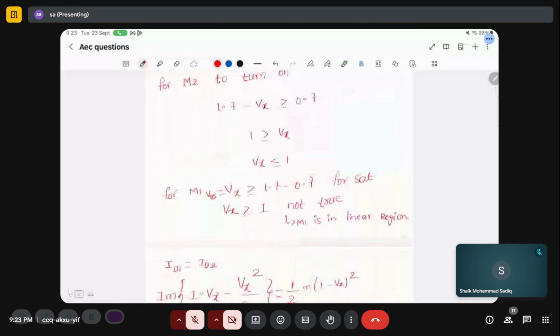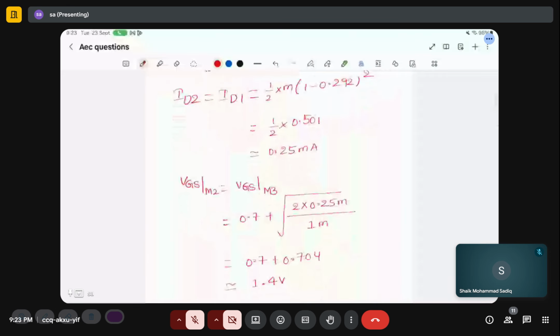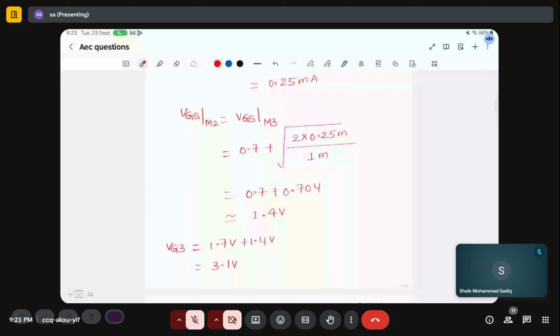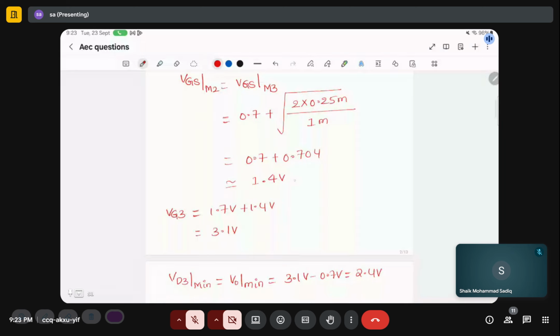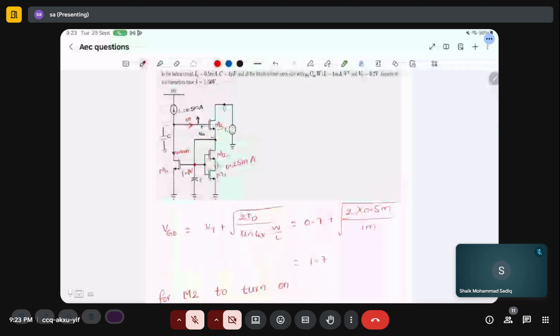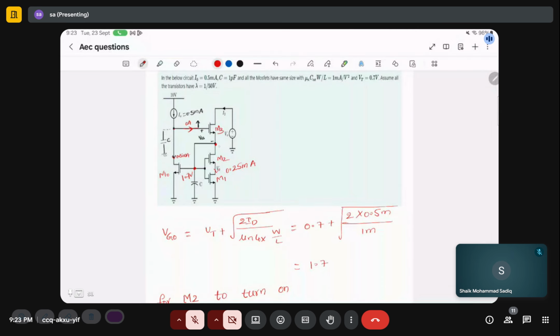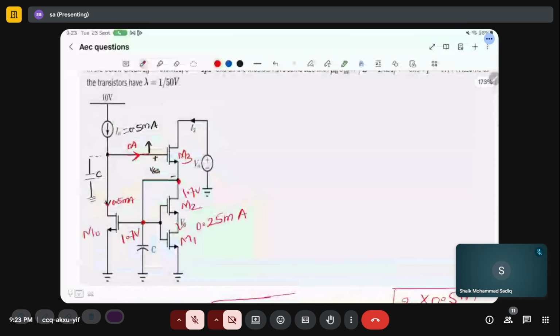Any doubts? Fine. From this you can find out the VGS corresponding to ID, with the same formula: VT plus square root of 2 ID by mu Cox W by L. So you will get VGS as 1.4 volts. So the node potential here is 1.7 volts and VGS is 1.4 volts, so the potential here is 3.1 volts.